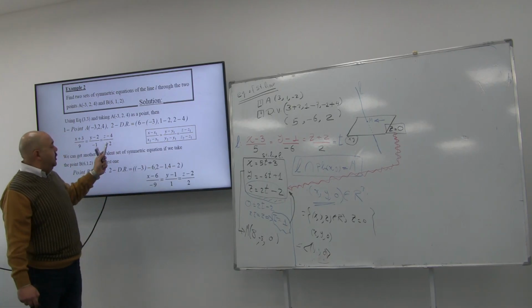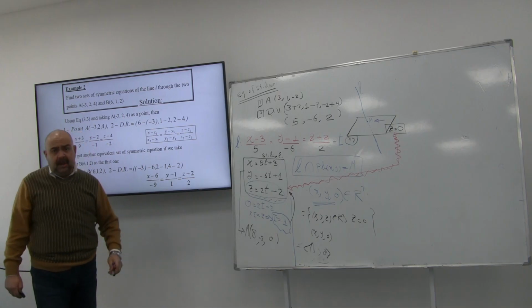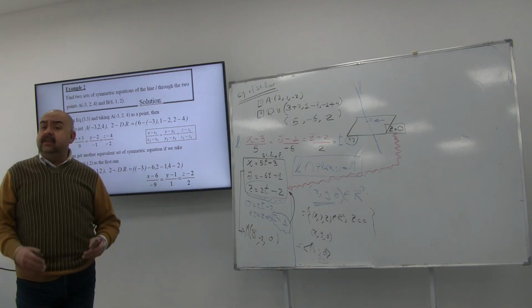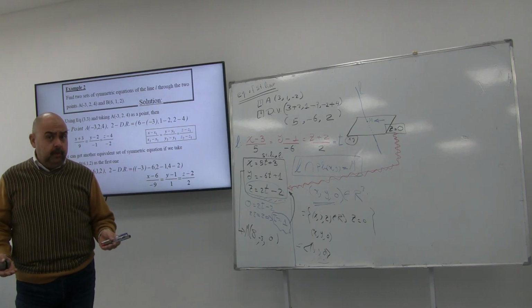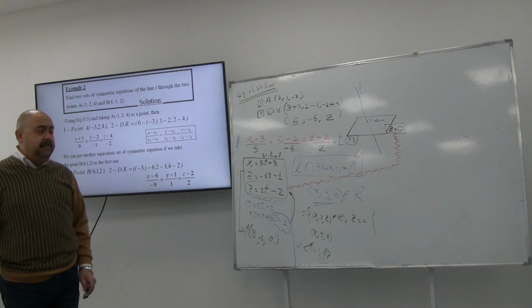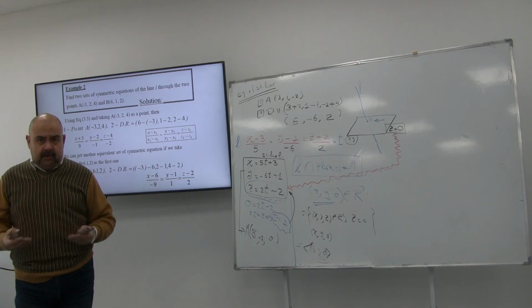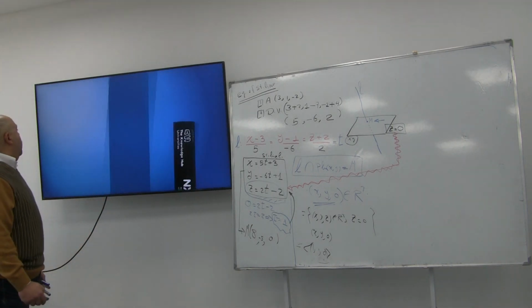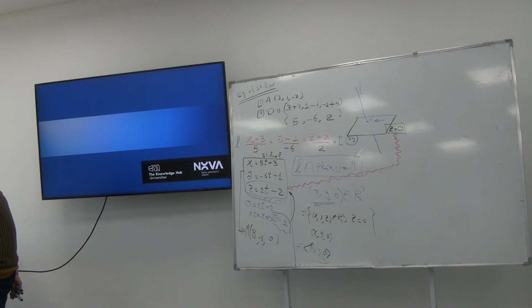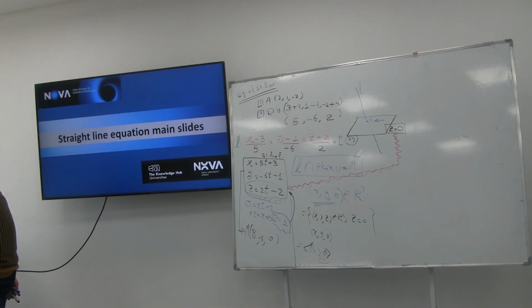So this equation is exactly similar to this equation. And these are the two forms of this symmetric equation, which indicates, as we saw previously, that there are a lot of ways to write an equation of a straight line. Okay, perfect. Now, for the time being, I would like to get back to the main slides.